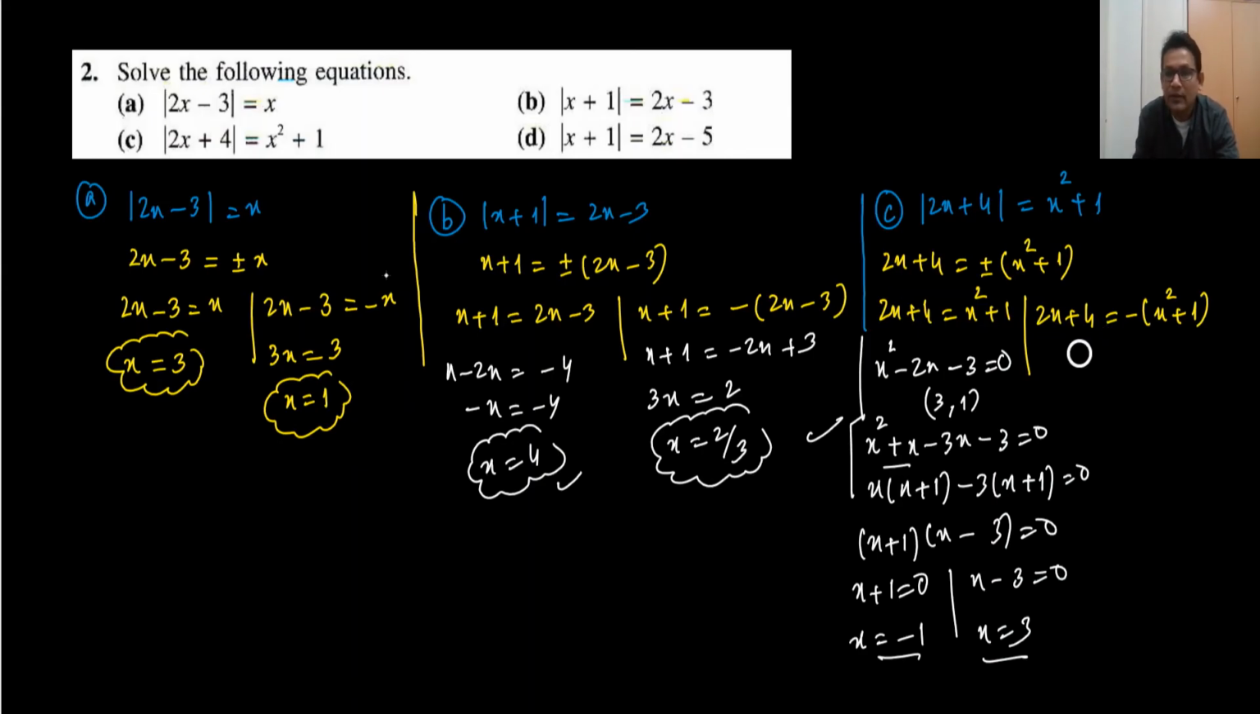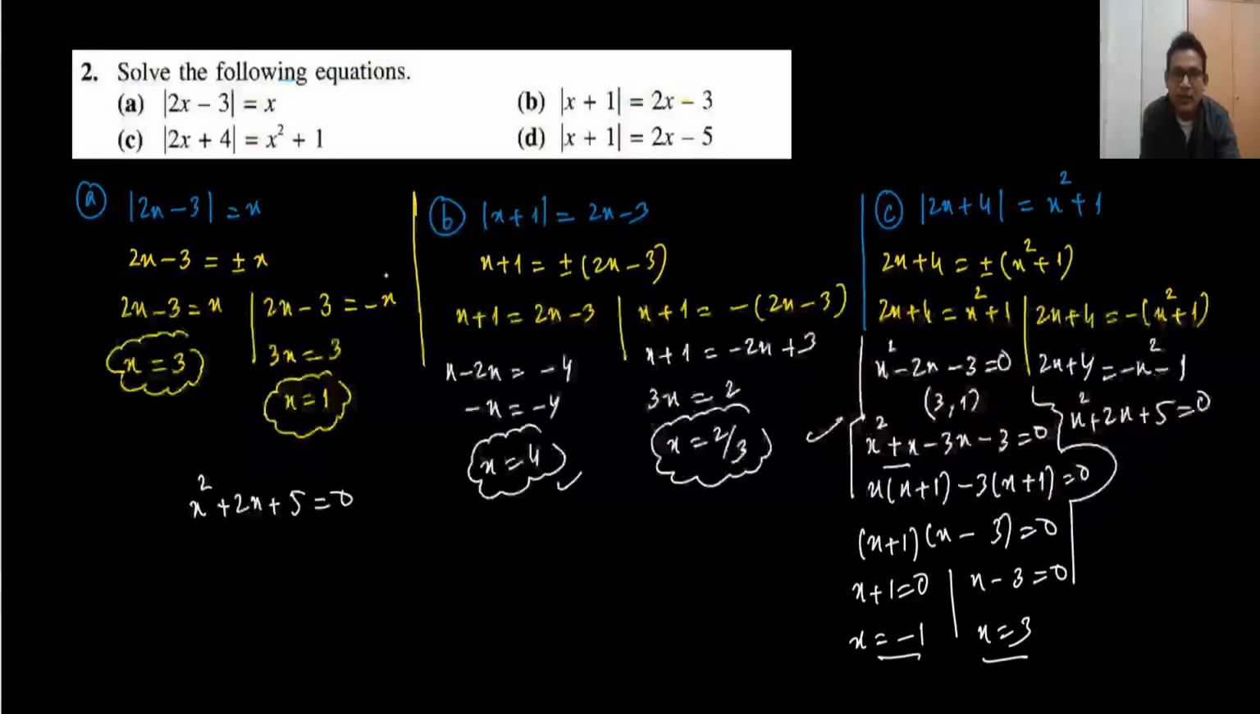Here we have to do the same thing, like 2x plus 4 is equal to minus x squared, sorry, minus of x squared plus 1. And the equation will be, shifting to the left-hand side, x squared plus 2x plus 5 equal to 0. So we make the factors of x squared plus 2x plus 5 equal to 0. Multiplying to get 5 and adding to get 2 is not possible. Sometimes solutions are not possible, and we have a method to find out whether we have a solution or not. When factors are not possible, we have to use the quadratic formula.